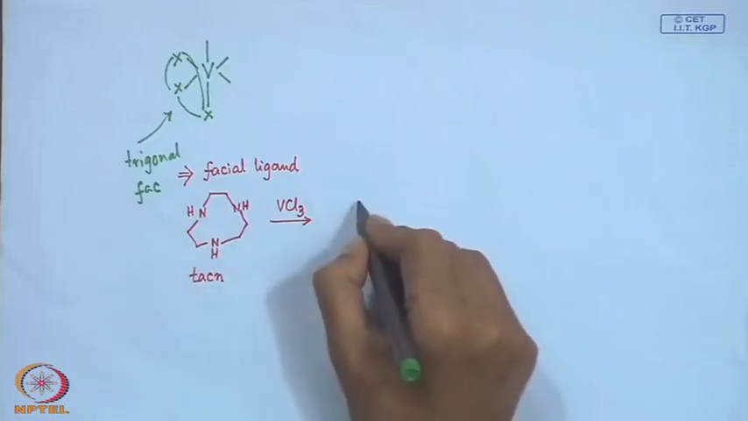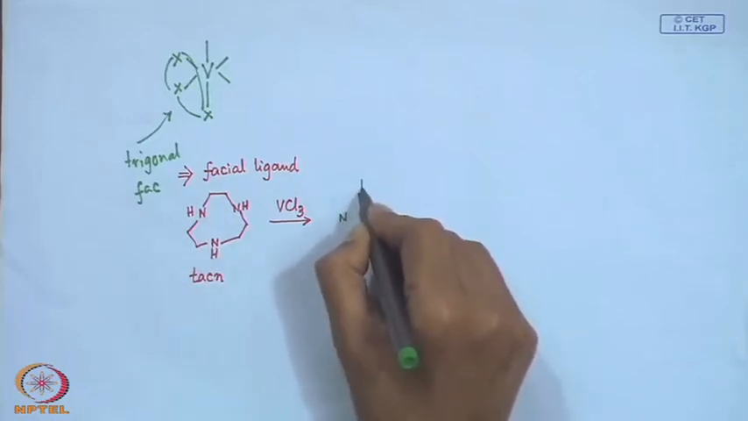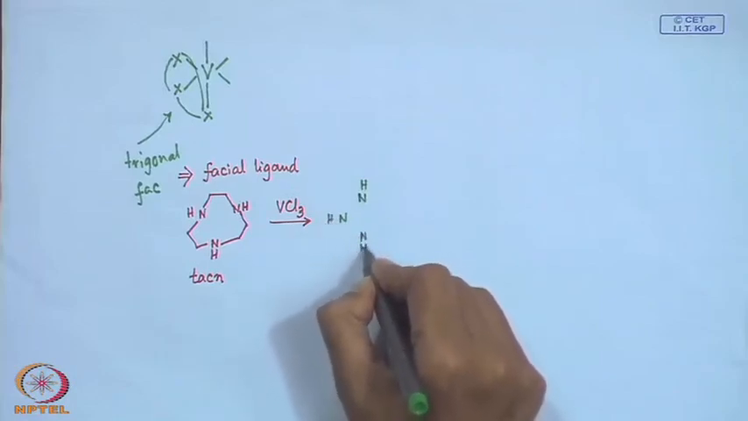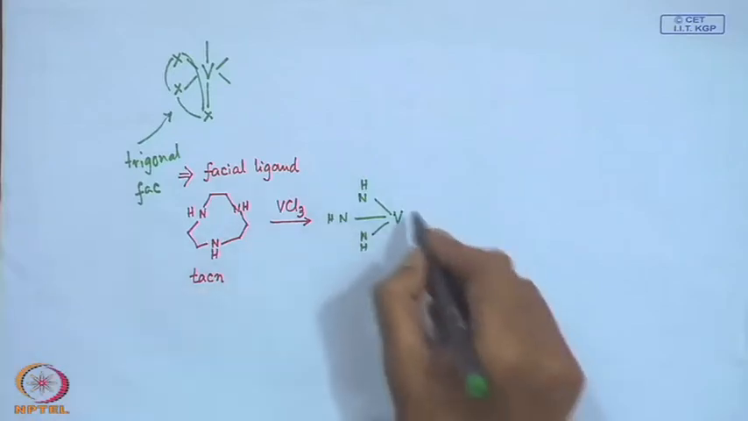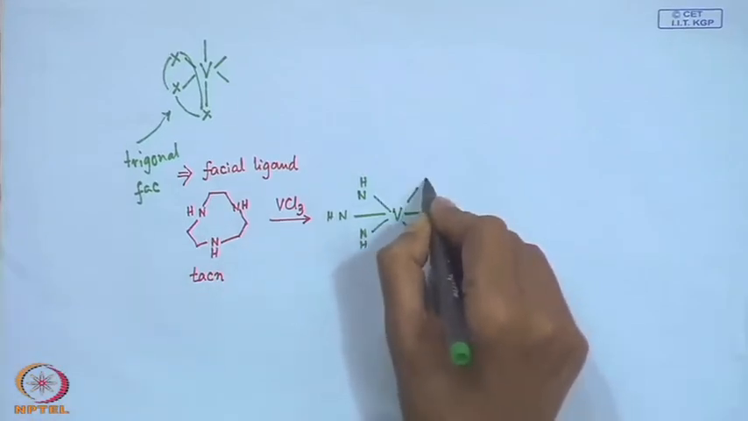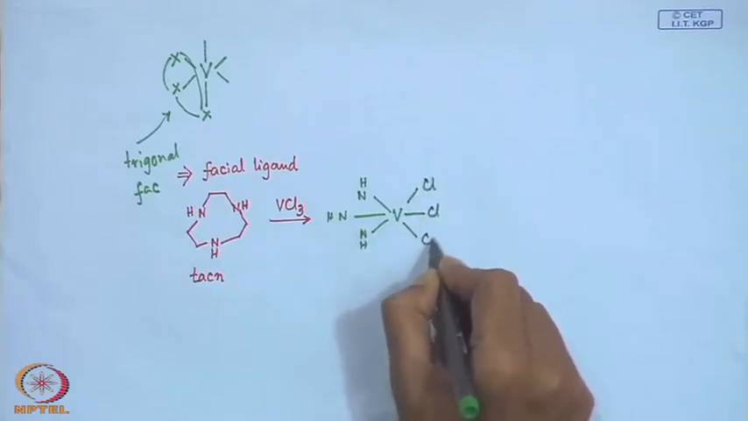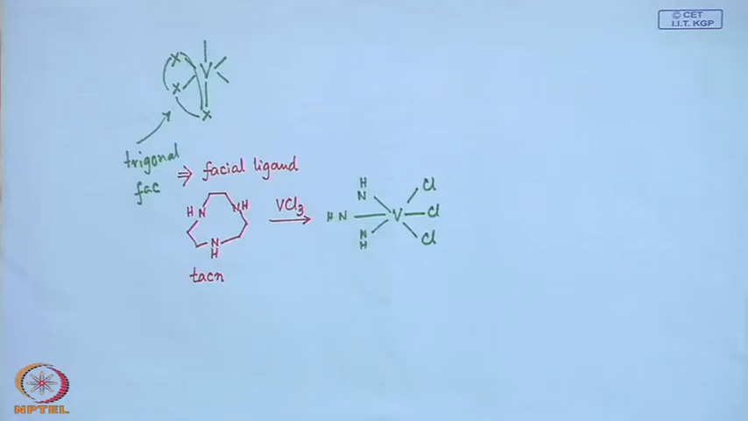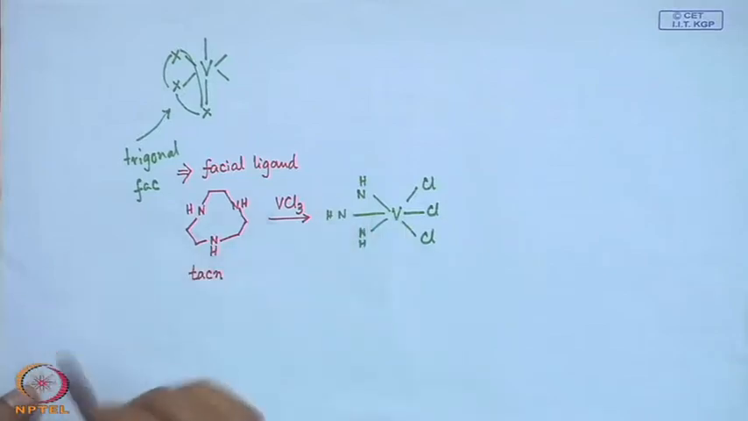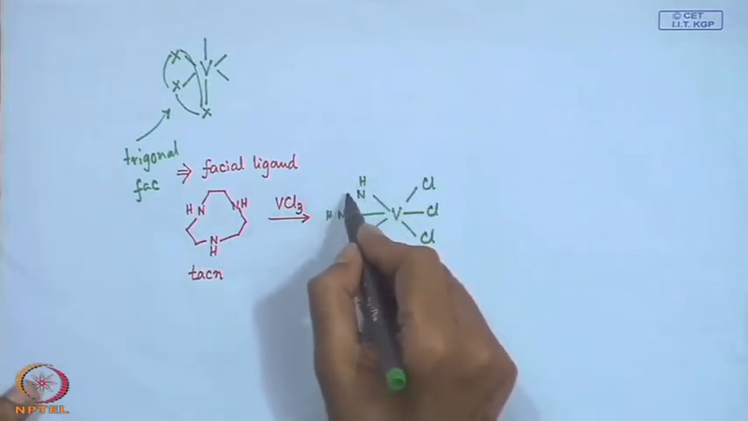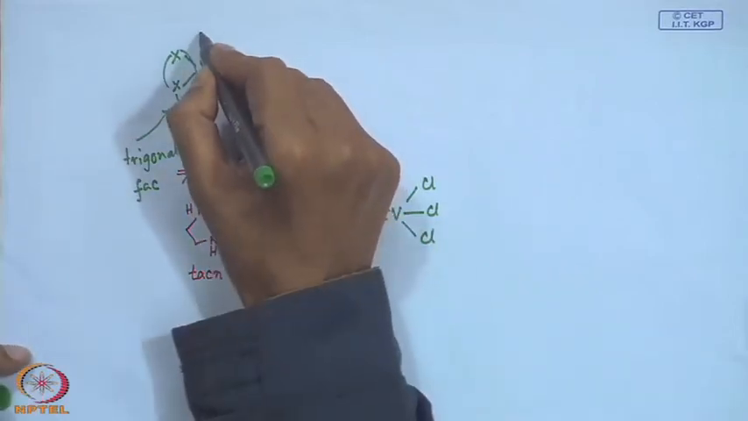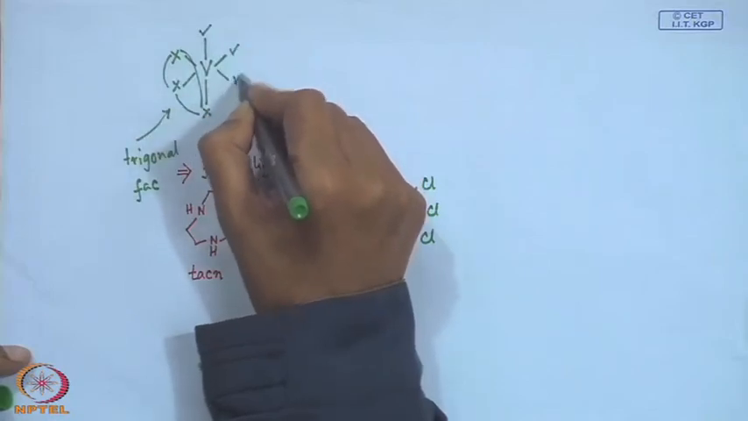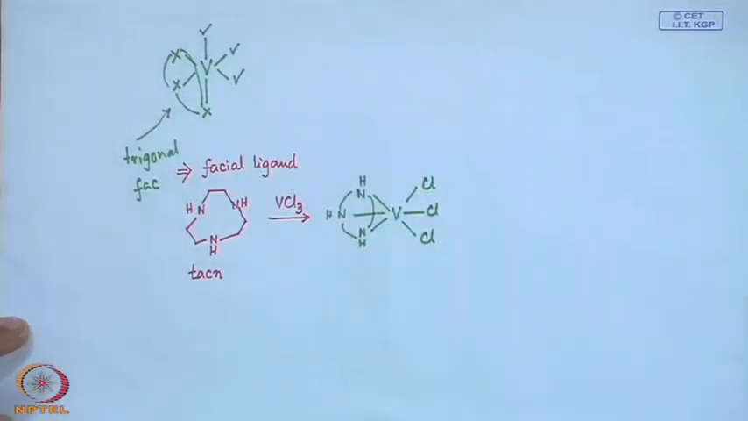So, we have 3 nitrogen donors here, rather NH donors. These 3 form 3 bonds on one face of the vanadium, and we can have 3 chlorine bonds to the vanadium, giving rise to a beautiful vanadium compound bound to the TACN ligand and the 3 chlorine units. So, this is the TACN part. If this is the case, that means these 3 positions are required. So, these 3 are catalytically active sites.